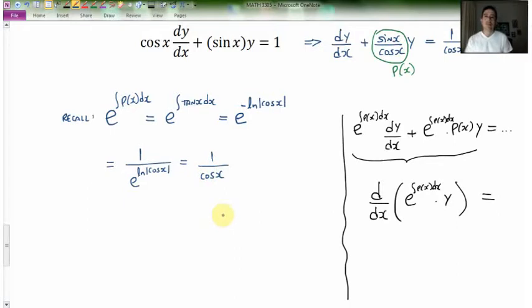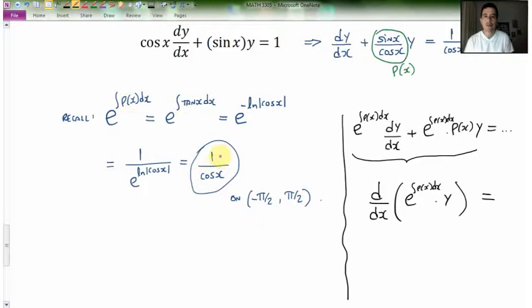Now, you can see the restriction that we have here. We don't want cosine to be 0. We don't want zeros in the denominator. So cosine will be 0 when x is pi over 2 or negative pi over 2. So we're going to pick that interval. Okay, so this is good on the interval negative pi over 2 to pi over 2. So that's the interval that we're going to use for our ODE. All right. So now this is the integration factor.